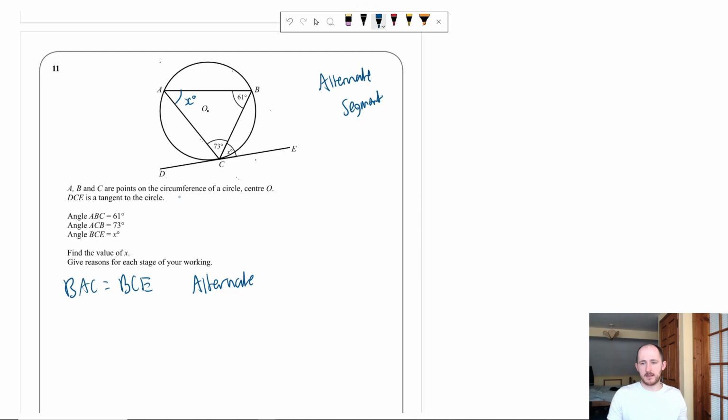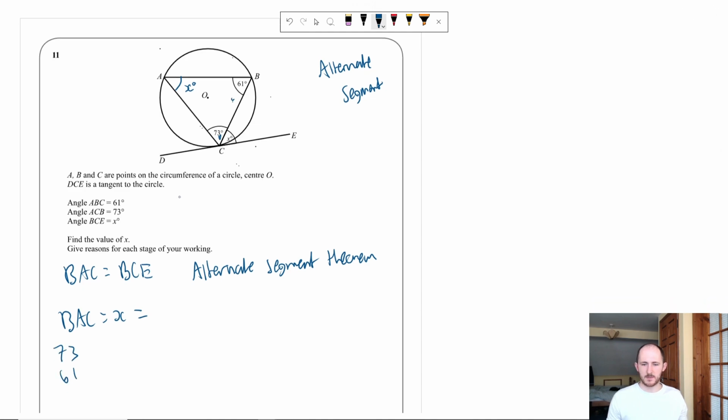I hope alternate segment theorem is getting a bit less scary, now that you can see that it's always the same kind of layout. It's just pattern recognition. And so x, so BAC, equals x, and it equals, well, first of all, let's do 73 plus 61. So 73 plus 61 is going to be 134.